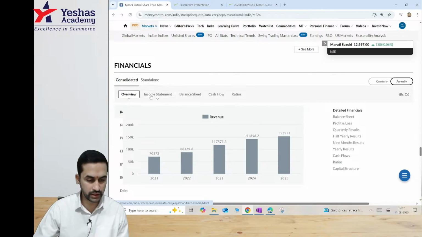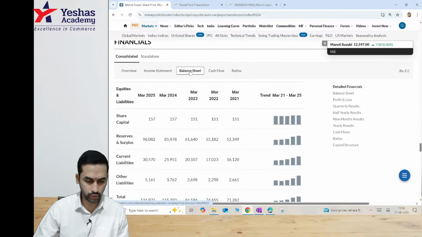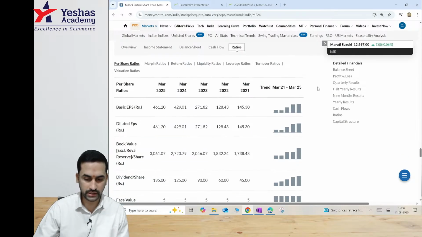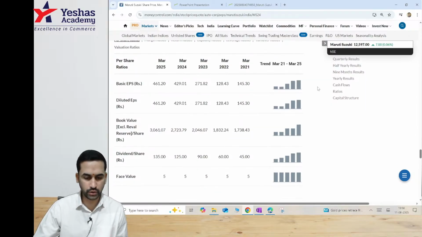Financials, when you come here, it will show you income statement, basically P&L account, balance sheet, you know, cash flow statement you will study, ratios, the same thing that we discussed in those broker reports. Even Money Control has done those calculations. EPS, book value, dividend, face value over the last 5 years.